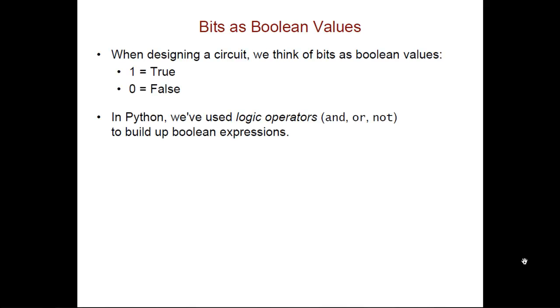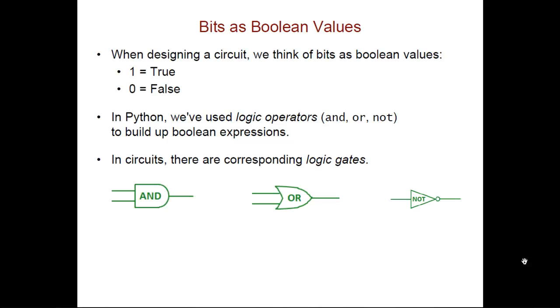In Python, we've used logic operators, and, or, not, to build up Boolean expressions. And in circuits, there are corresponding pieces of hardware called logic gates. Let's look at each of them in turn.